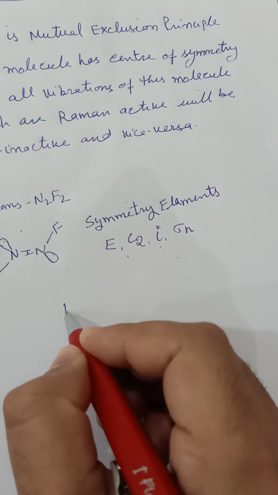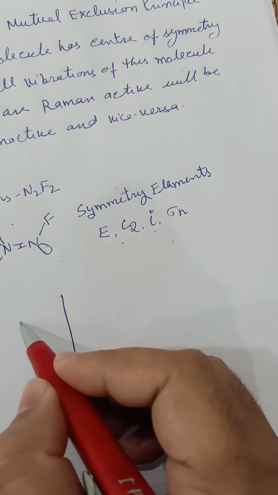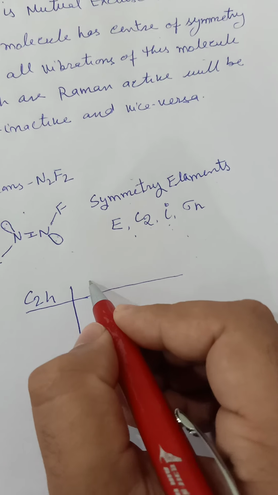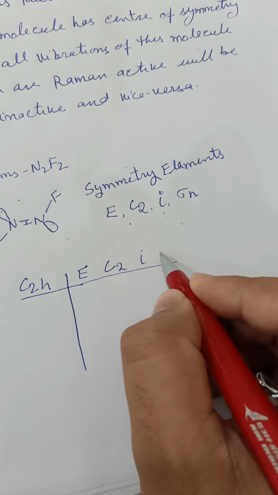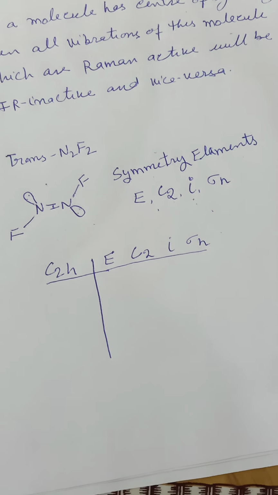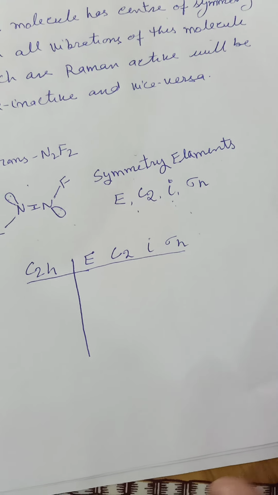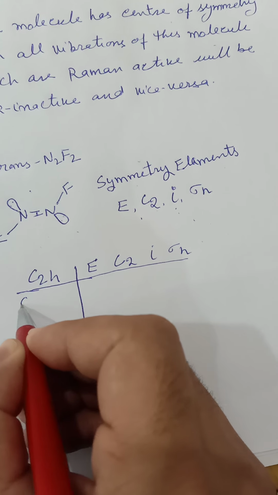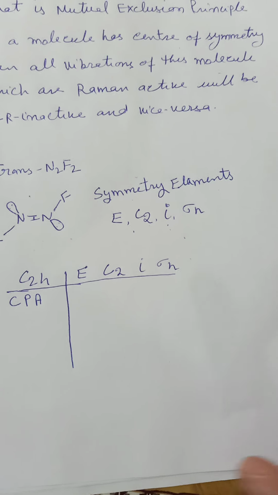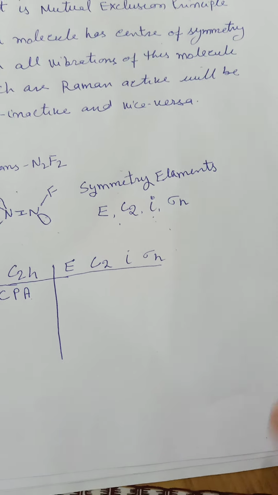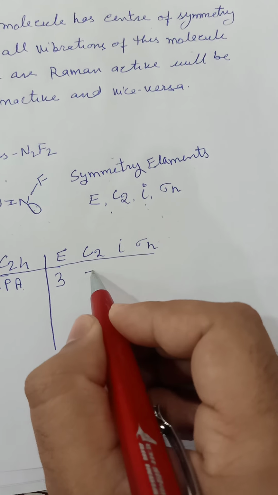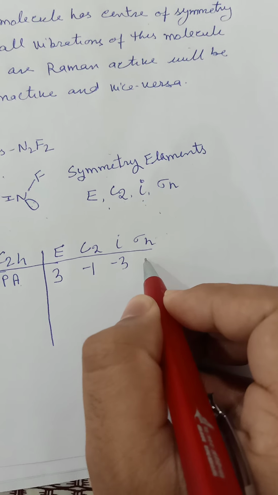For this, what do we need to do? The point group for this is C2H. It has E, it has C2, it has I, it has sigma H. Now first we will find out the contribution per atom, that is, how much each atom contributes in the reducible representation. I am writing CPA as the short form for contribution per atom, and that is determined from the matrix, and it is equal to the character of the matrix corresponding to these symmetry elements. For E, this is 3. For C2, the value is -1. For I, the value is -3, and for sigma H, it is 1.